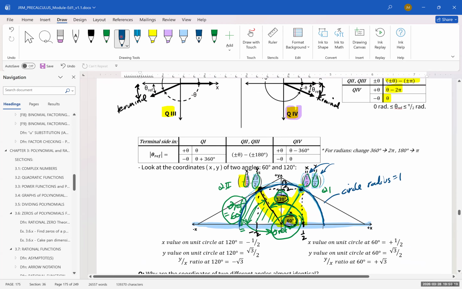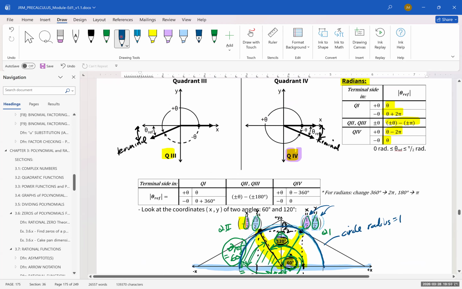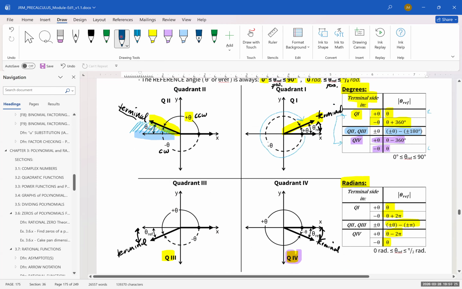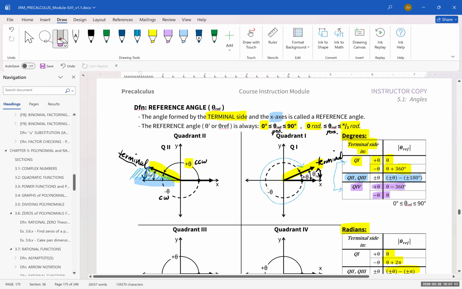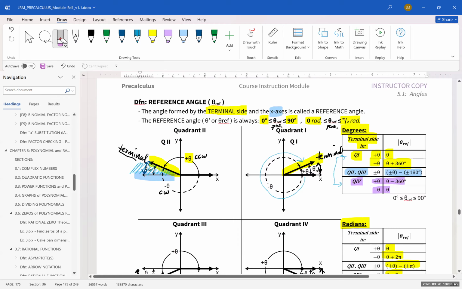Okay, so this idea of reference angles will be heavily used later. The concept itself is somewhat simple. It's the angle between the terminal side and the x-axis, but it takes a little practice to get good at seeing it and calculating it correctly. All right, so that's the definition of reference angles. We'll look at some examples here next.